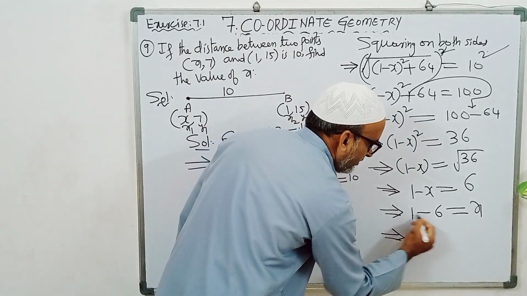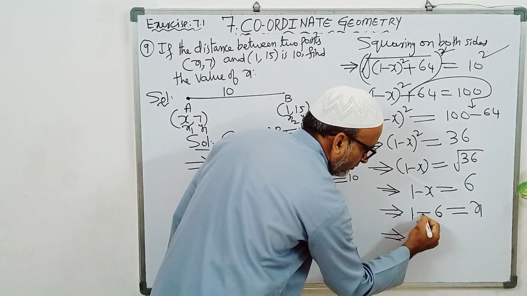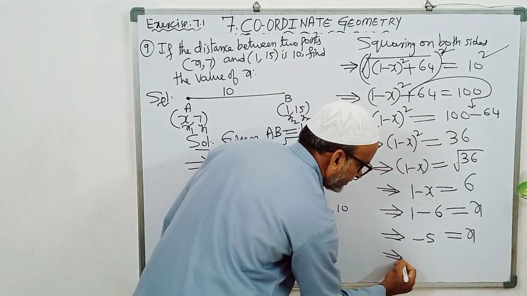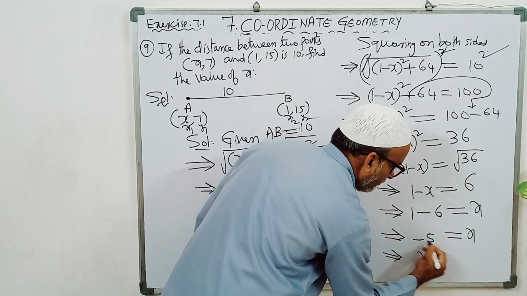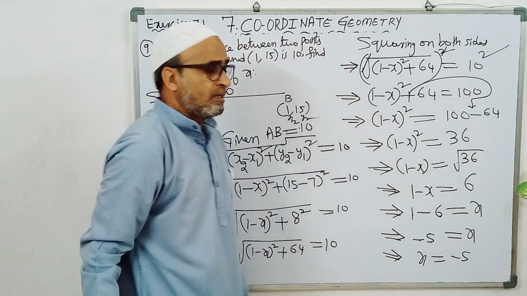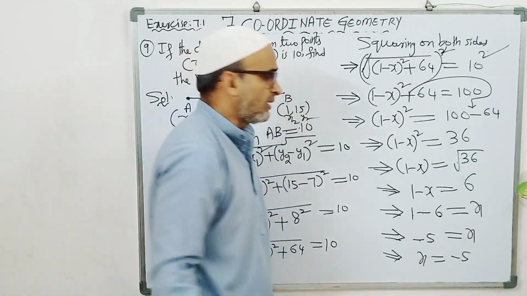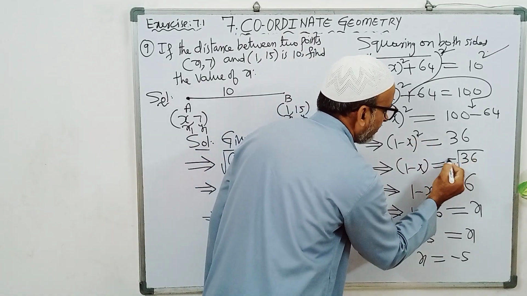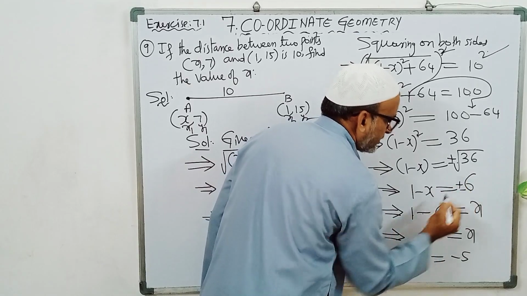Implies 1, this is the big number, so minus 5 is equal to x. Implies x is equal to minus 5. Sir, you will get one more doubt. Sometimes when you send the square to this side, it will become plus or minus also.